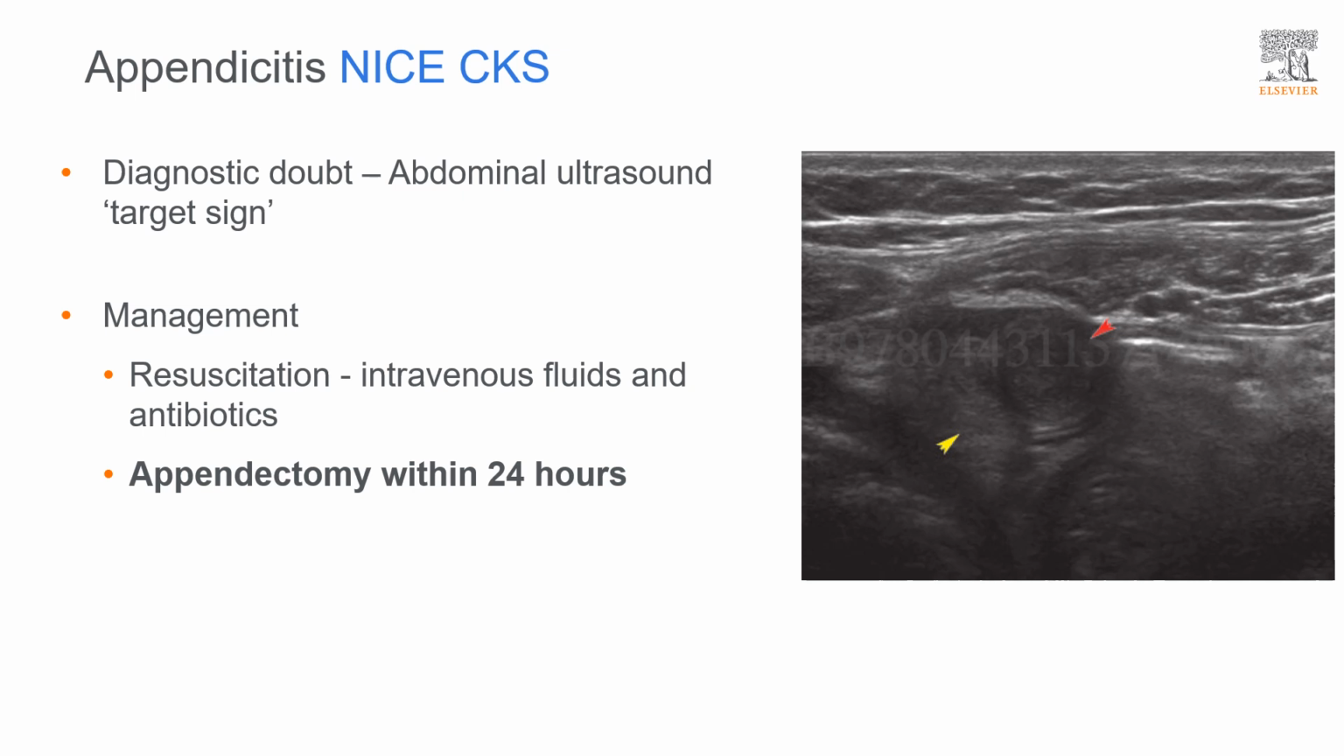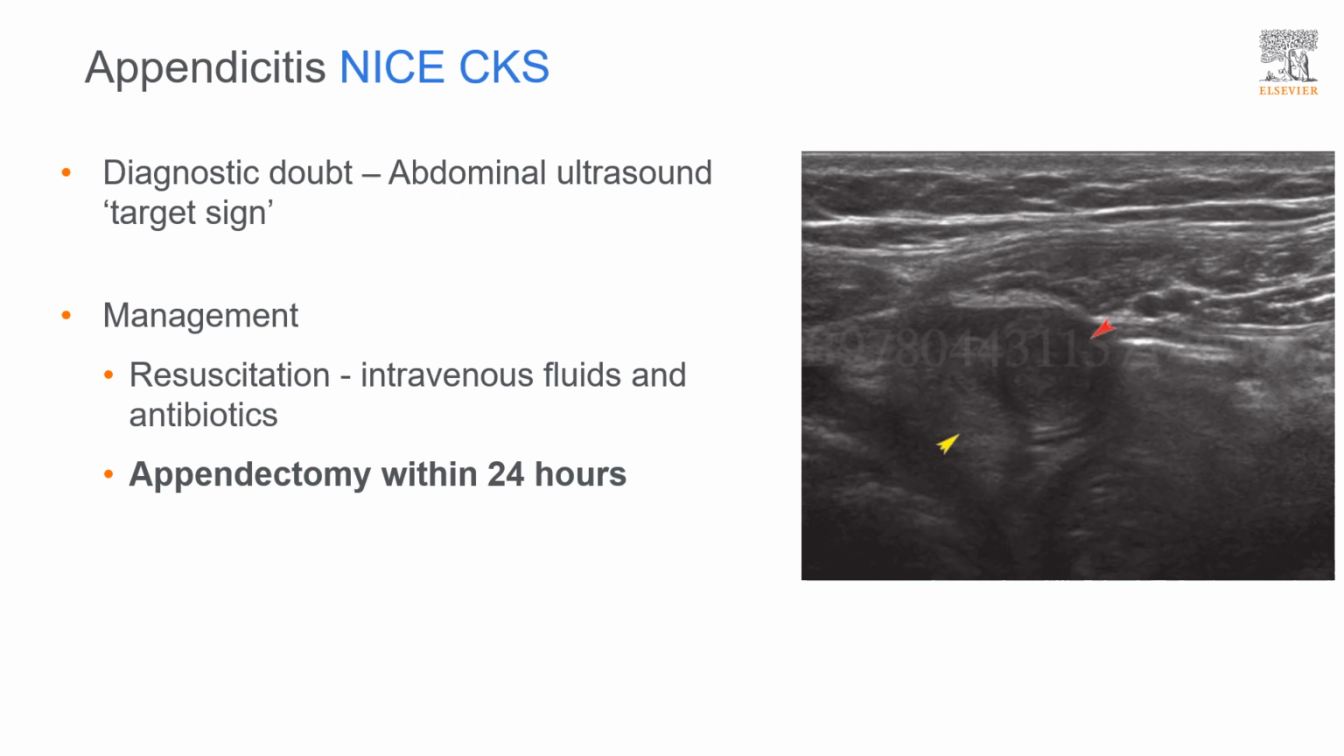Appendicitis is typically a clinical diagnosis. Where there is diagnostic uncertainty, an abdominal ultrasound can be performed to confirm the diagnosis. Typical findings include appendiceal dilation, wall thickening, and the target sign, which is shown in this image as concentric rings of hyperechogenicity within the appendix.